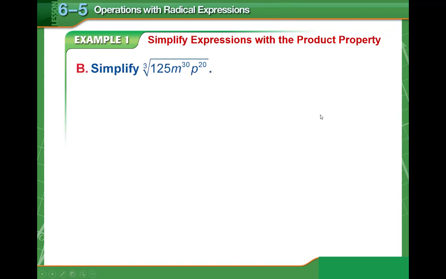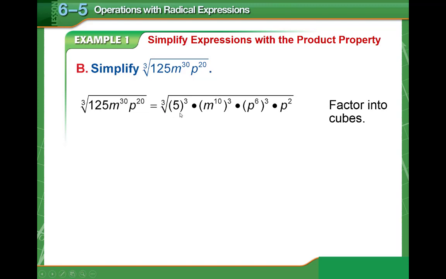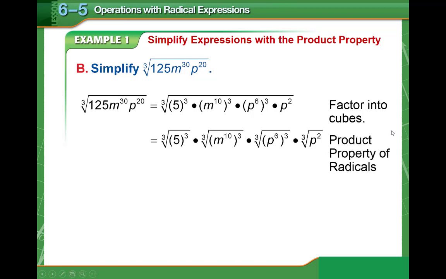Let's look at one more example. Since we have a cube root, we're separating this into cube factors. 125 is 5 cubed. m to the 30th is m to the 10th cubed. Remember our exponent rules. p to the 20th is p to the 6th cubed times p squared. We're factoring it into even cube factors.